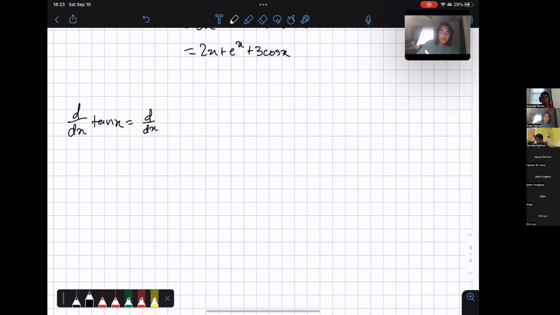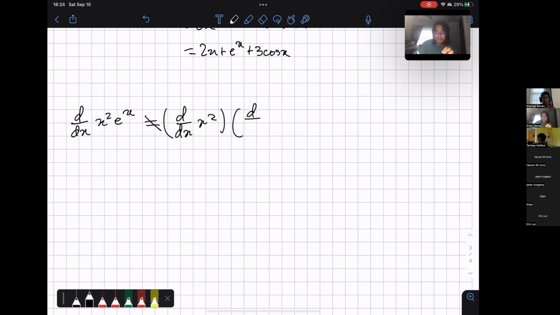Actually, sorry. Let me start from products. So let's say we wanted to take the derivative of something like x squared times e to the x. Then one important distinction to make is this is not true. I wish it were true. It would make my life so much easier, but it's not true. That's wrong. Please don't do this. You'll get a question wrong.